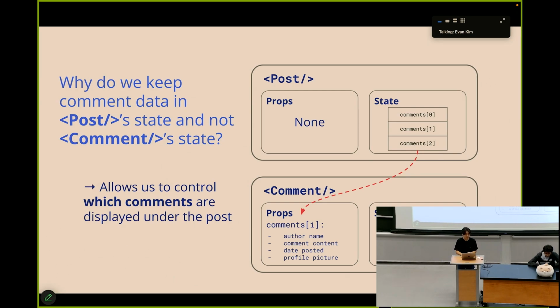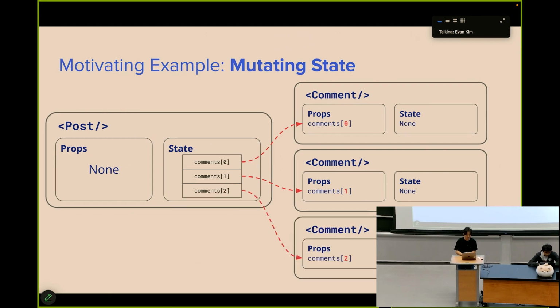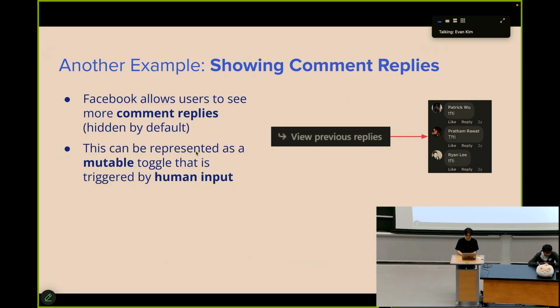So why do we keep the comment data in the post state and not the comment state? Well, the post state is the larger component, and it contains all the comments, and we want to know which comments to render within the post state. We can't maintain these within the comment states because we don't know how many comments to have. For example, if we add another comment, then we don't have another comment component where we can store that state. So we need to have it in the post state so that we can render the X number of comments that we need. In this example, if we add another comment, we need to be able to render that additional comment. But if we didn't have the state within the post, we wouldn't be able to do that.